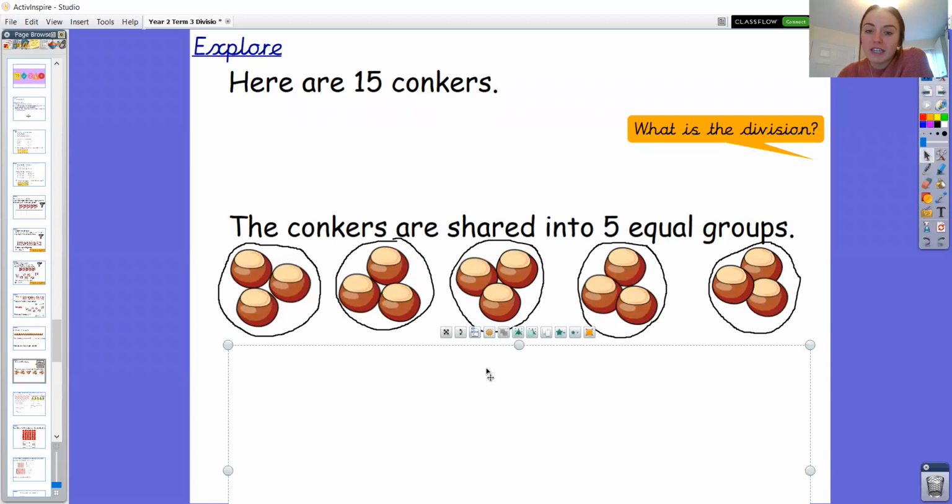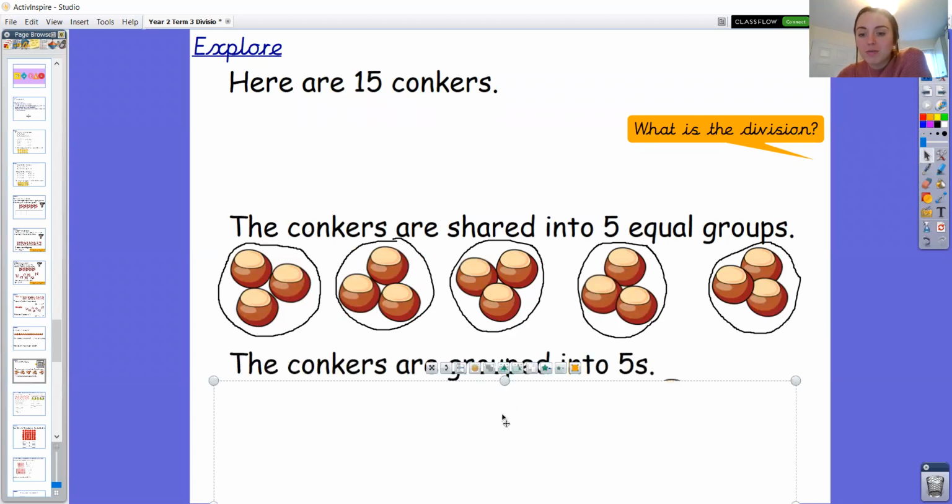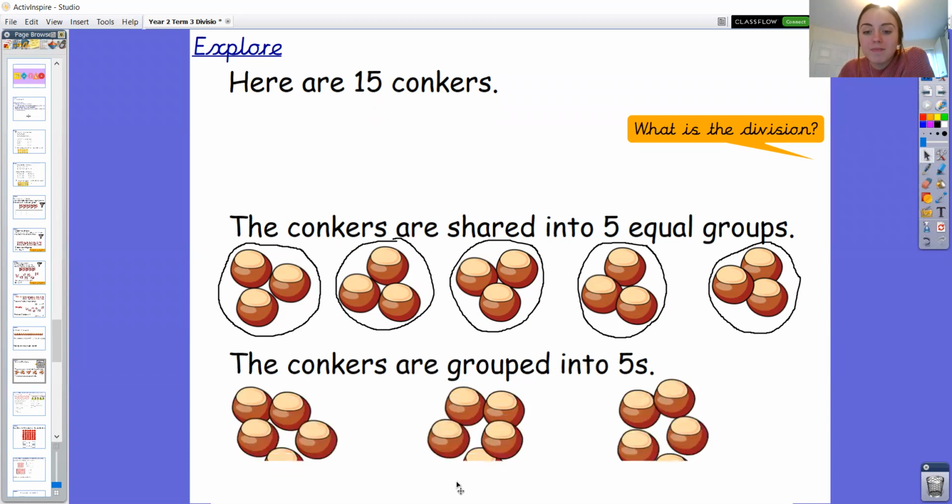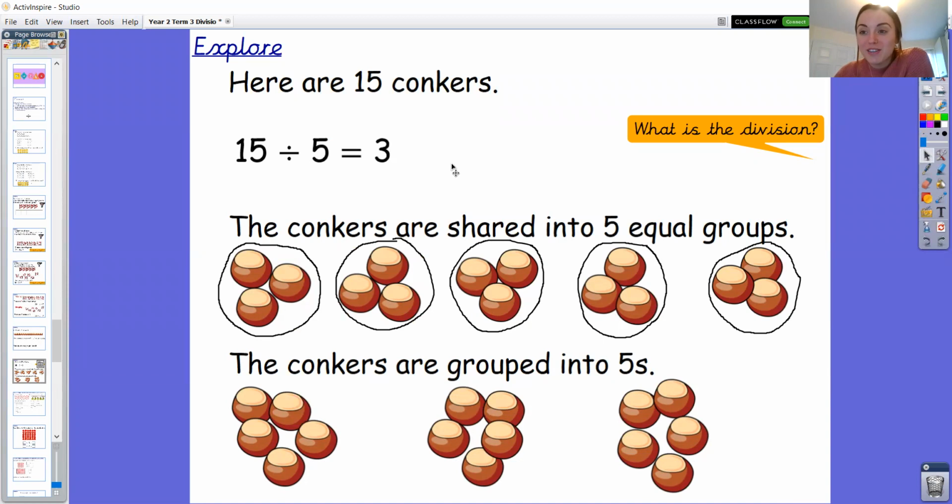Okay, so there are 15 conkers and the conkers are grouped into fives. For this question, I imagine you would have drawn five conkers at a time and kept counting in your fives until you got to the whole number, which is 15. So I'm going to share the picture with you. As you can see here, we have three equal groups of five. So what is the division, year two? Well done. The division is, should we say it together? 15 divided by 5 equals 3. Well done.